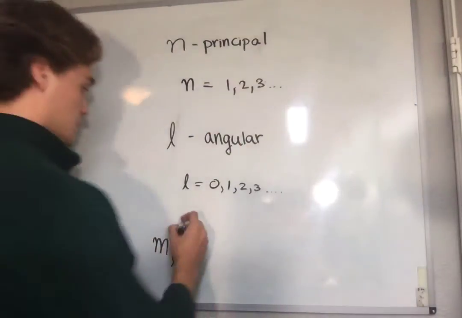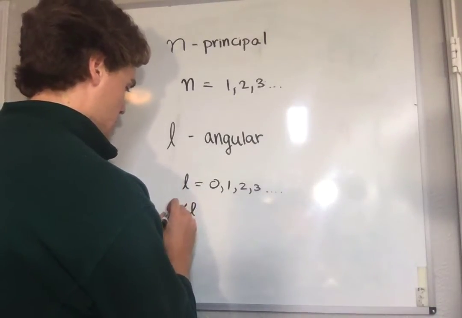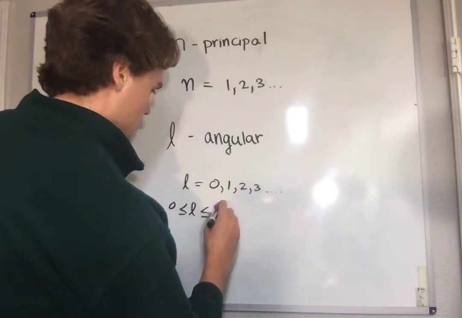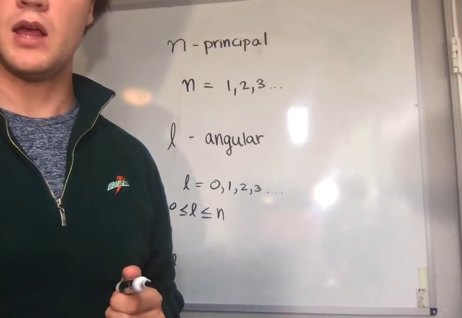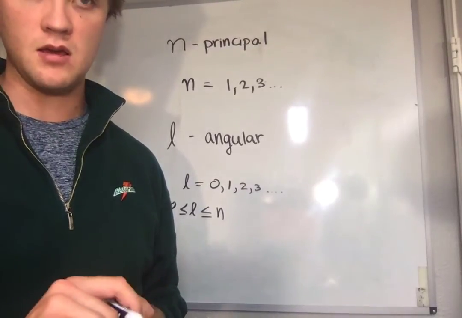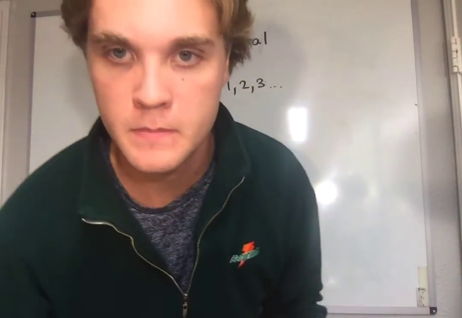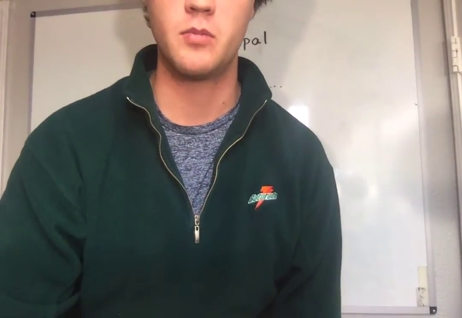And that happens to be, L needs to be greater than or equal to 0, but less than or equal to n. So it can equal n, it just can't be any larger. Let's make sure that's right. Oh, no, it can't equal n. Whoops. Okay, that's okay. I'll just cut that part out.